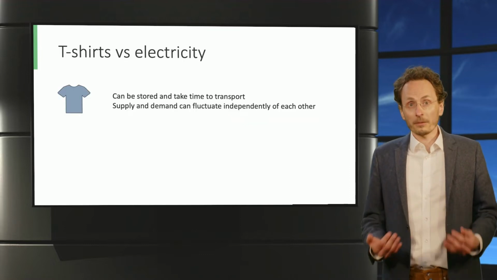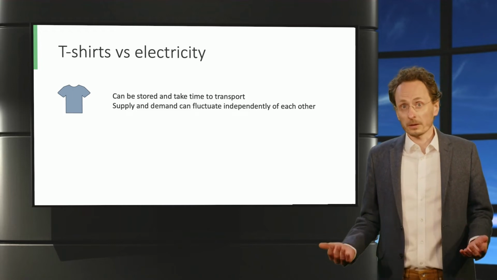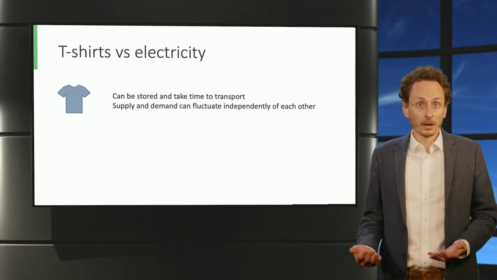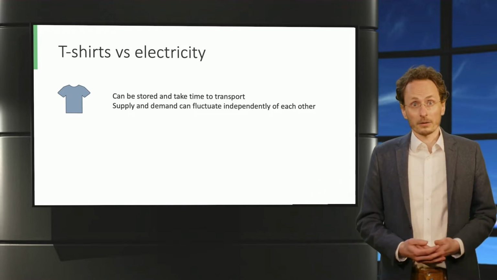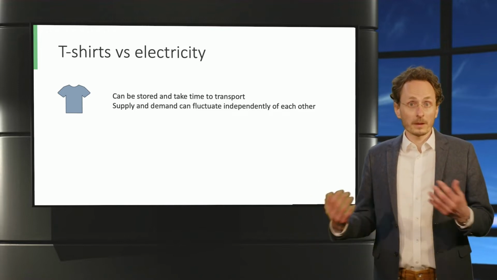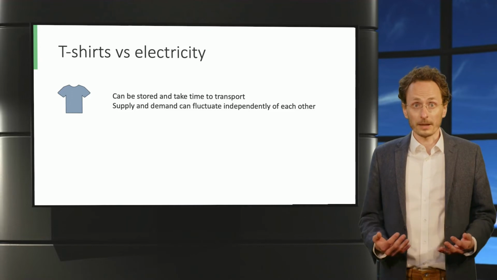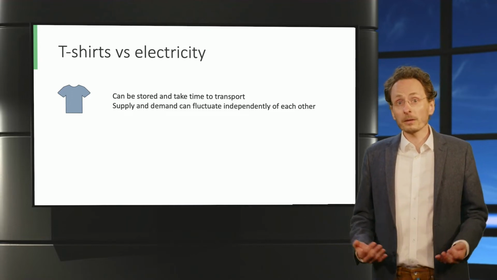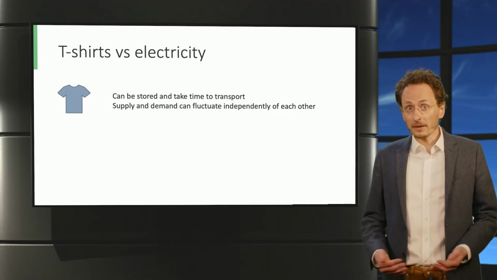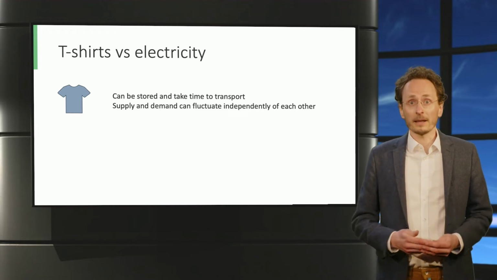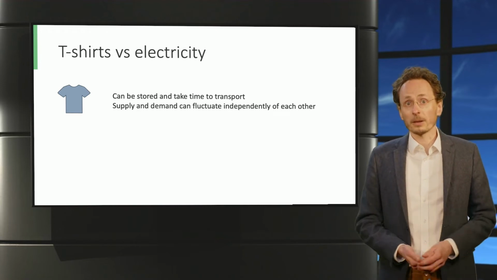This is an important difference between electricity and most other products, like, say, t-shirts. You can store a t-shirt in a warehouse or a container. You can ship it somewhere, and it will take time to arrive. So to a large extent, we could think of a single t-shirt factory as an independent design problem that can be analyzed independently of the rest of the economy.